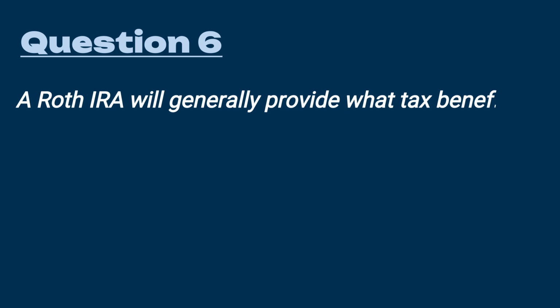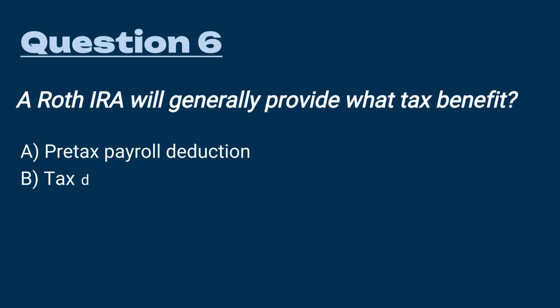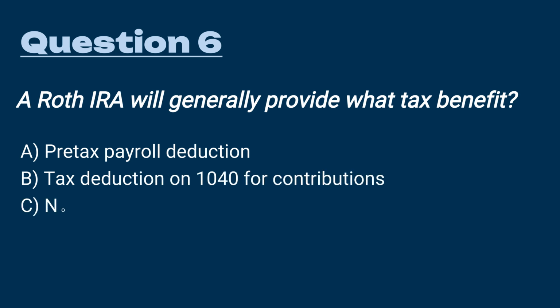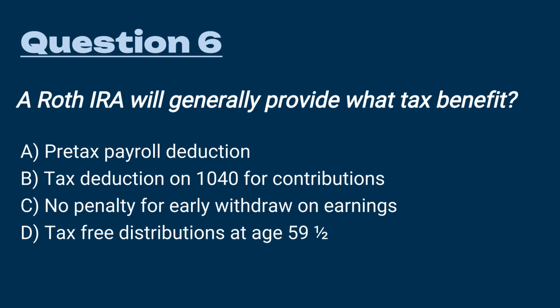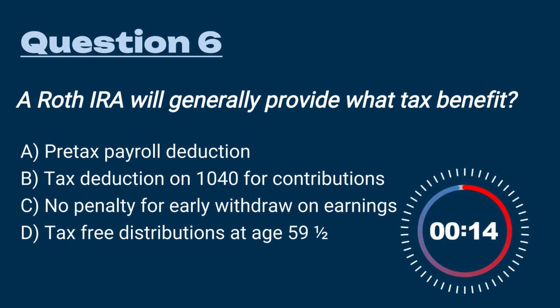Question number 6. A Roth IRA will generally provide what tax benefit? A, a pre-tax payroll deduction, B, tax deduction on your 1040 for IRA contributions, C, no penalties for early withdrawal on earnings, or D, tax-free distributions once you reach the age of 59 and a half or older.